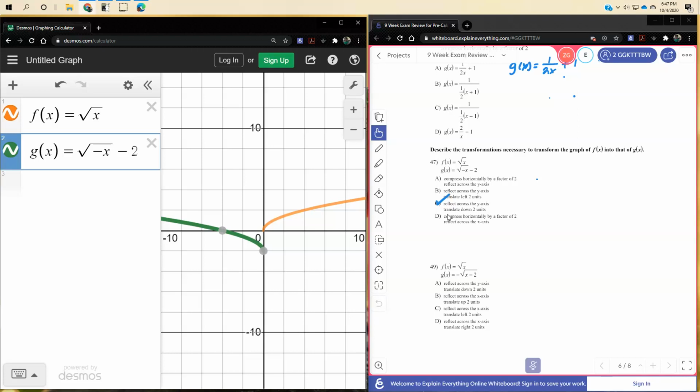Let's go ahead and do 49 next. So think about it while I graph this in Desmos. So for 49, I have the square root of x. Like I told you earlier, that negative outside the square root is going to reflect it over the x-axis, but the minus 2 will shift it to the right. So your answer is reflect over the x-axis and translate 4 units to the right. So it's D. The answer is D.